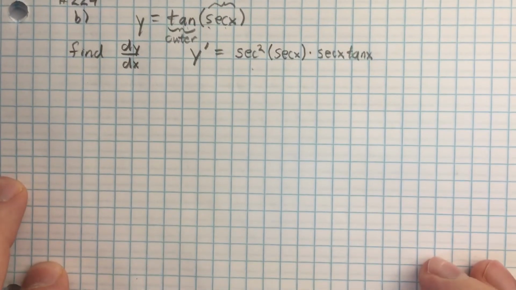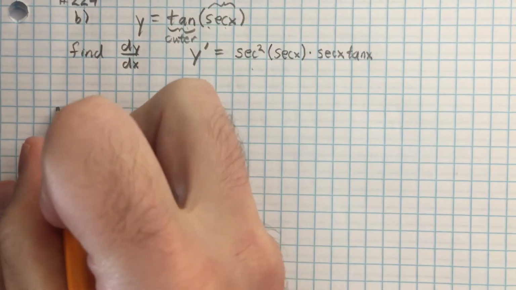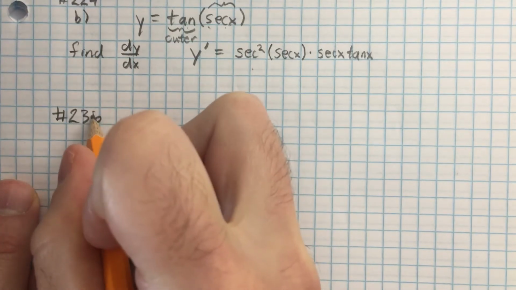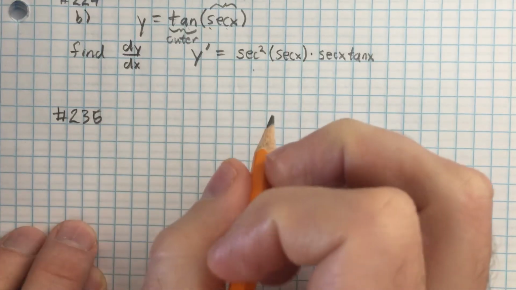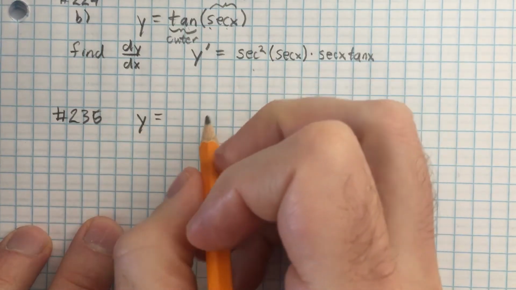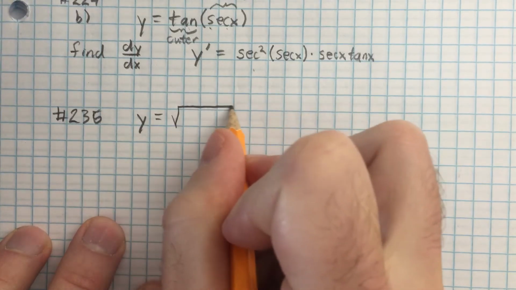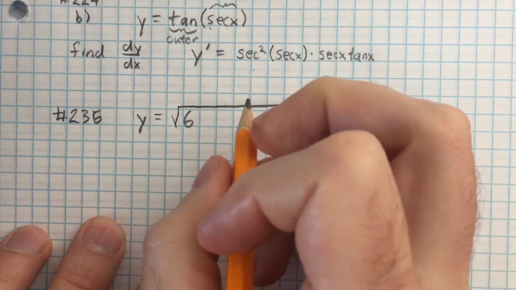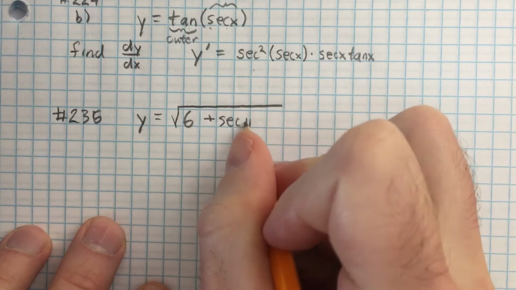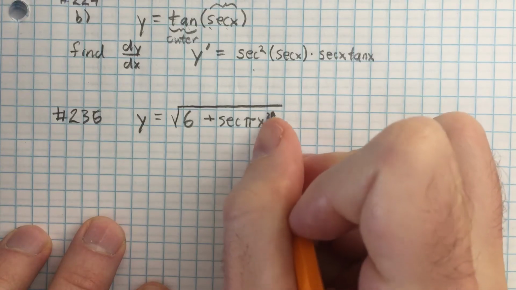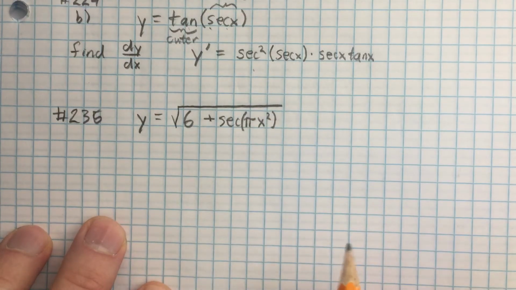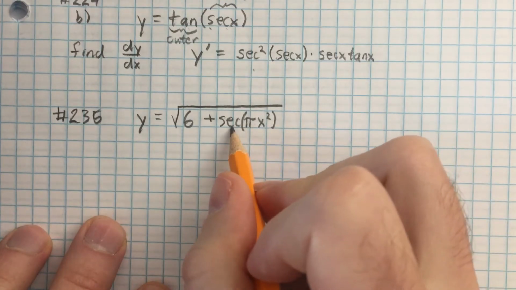Number 236. Number 236, we have y equals the square root of 6 plus secant pi x squared. I'm going to go ahead and put a parentheses around the pi x squared, just to make sure it's as clear as possible that that is being composed inside the secant function.